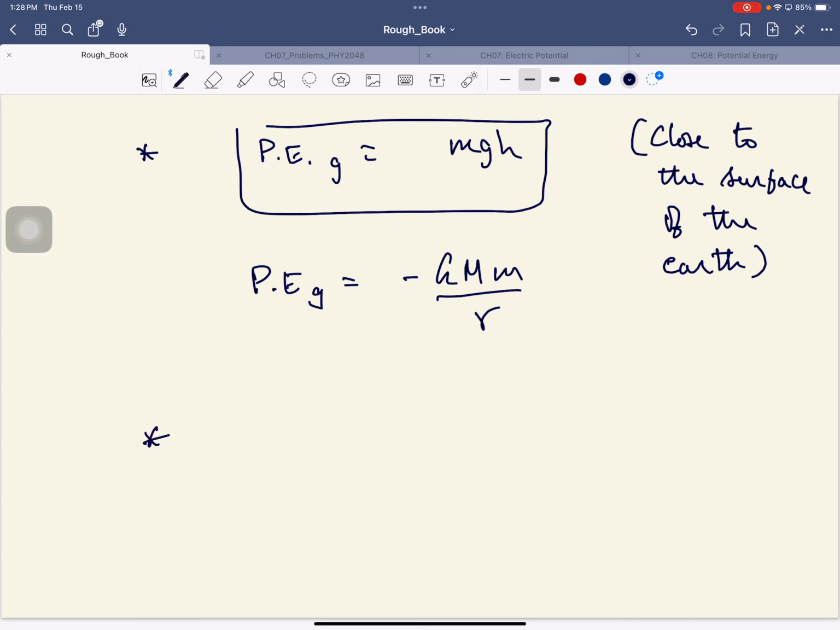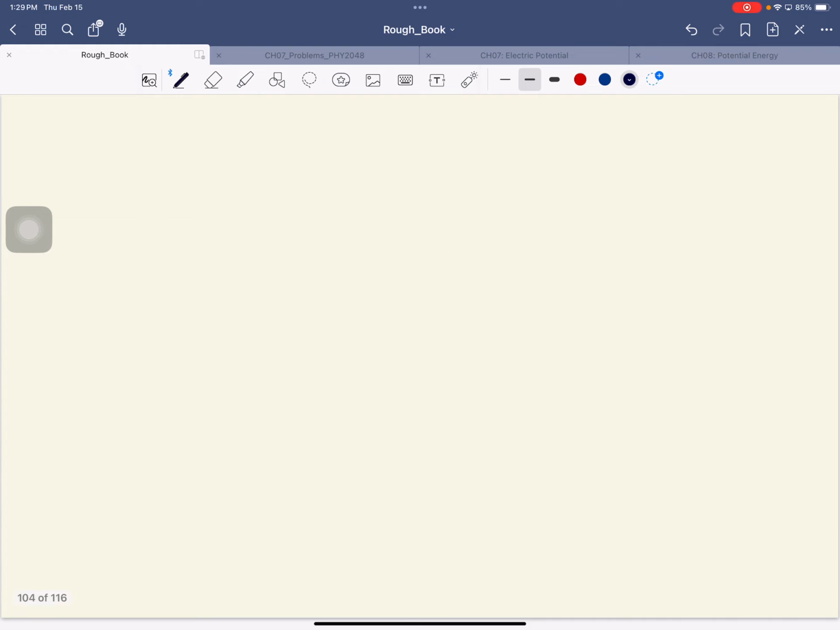And here's the spring potential energy. Remember we said that the forces are related to their potential energy function. So let's show you that. The spring force is, what is it? Minus dU by dx, right?